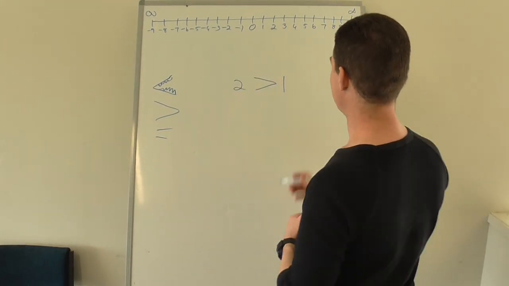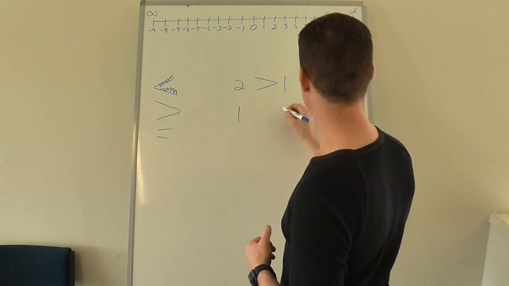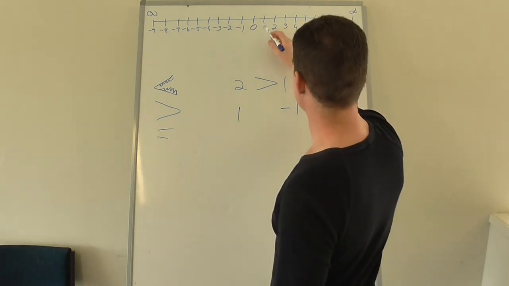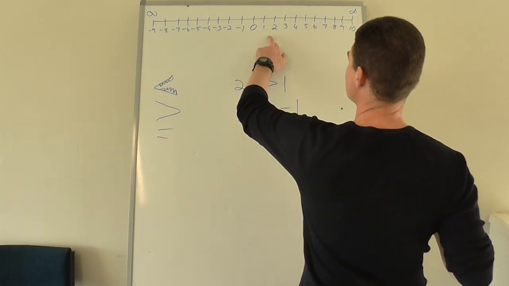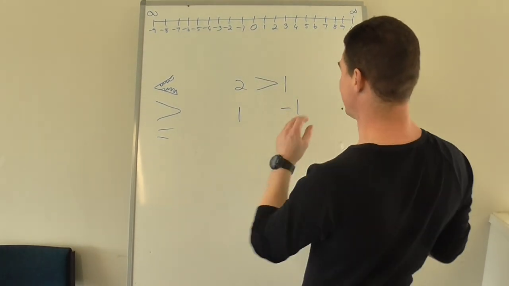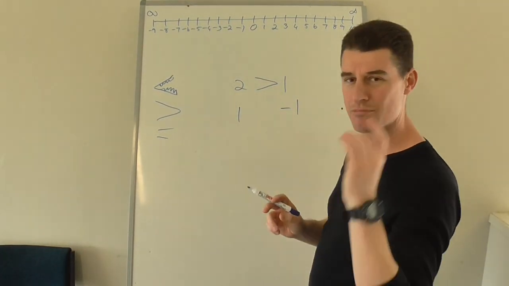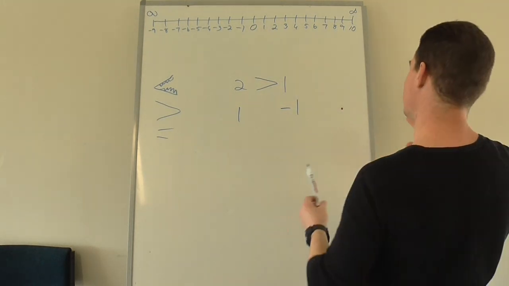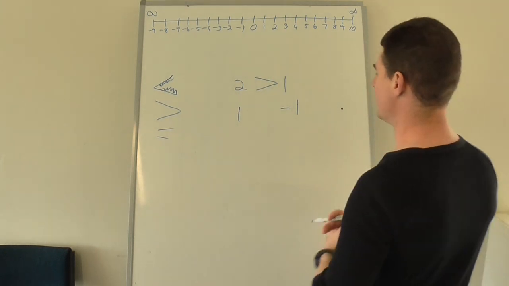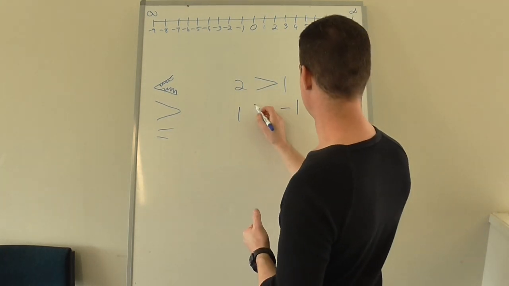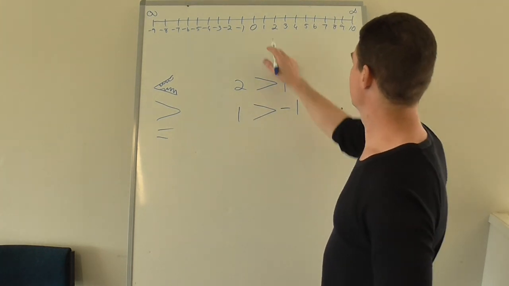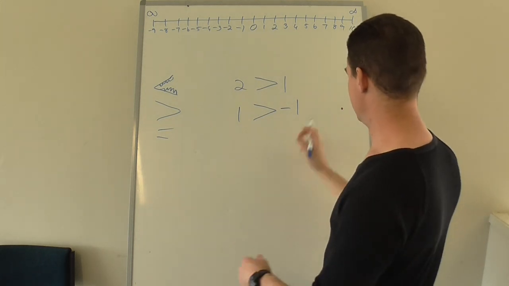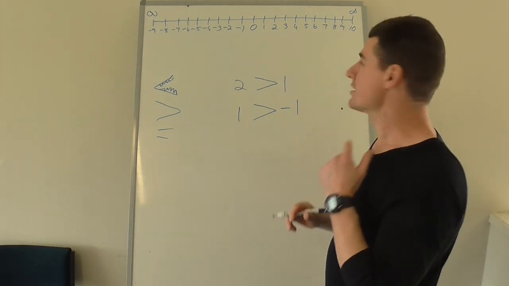The same is true with a negative number. So let's say you've got a 1 and you've got a -1. And once again, because the -1 is to the left of the 1, that means the -1 is smaller. So anything to the right of another number means it's bigger. Anything to the left means it's smaller. So here again, the 1, which is on the right of the -1, is bigger.